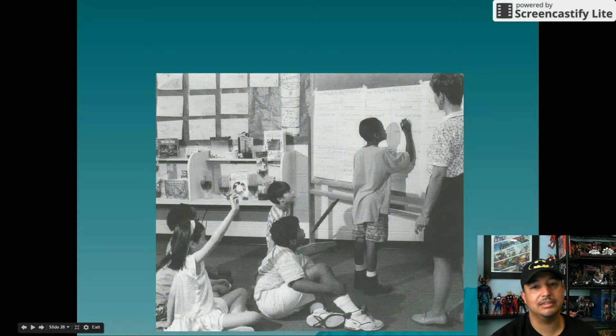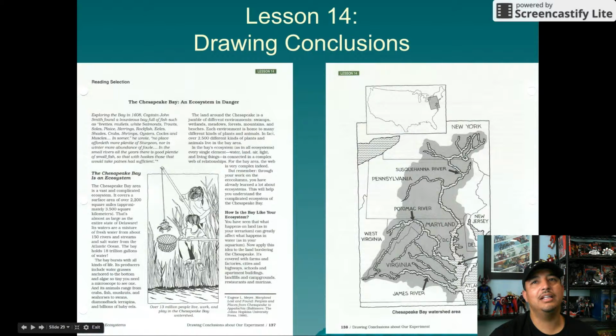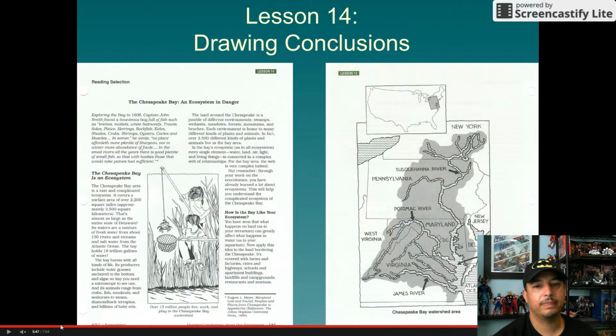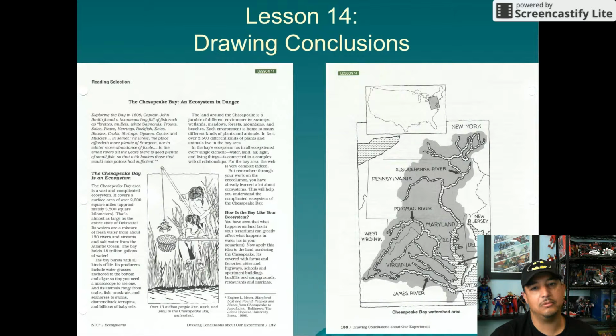Finally, Lesson 14 sums up the pollution experiments by having students make conclusions about their experiments, and they report on the results to each other. Students also read a selection about the Chesapeake Bay. This reading selection does a great job with connecting the students' model ecosystems to the real world.